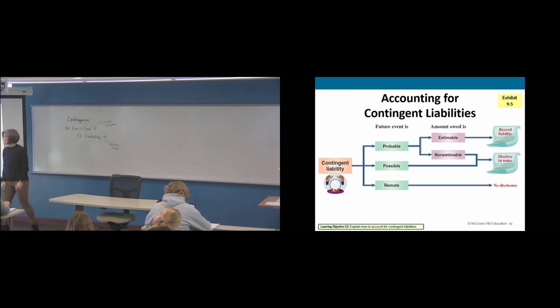If you decide that your liability is possible, you've got a 50-50 chance, you still have to talk about it in the notes of the financial statements. So the only circumstance where you record is if the likelihood is probable and you can estimate an amount. If it's probable and you can't estimate an amount, disclose in the notes. If it's possible, disclose in the notes. If it's remote, forget about it. You don't have to do anything, okay?